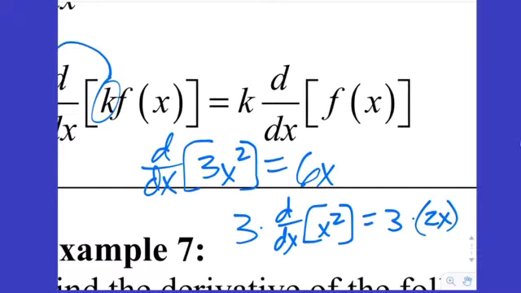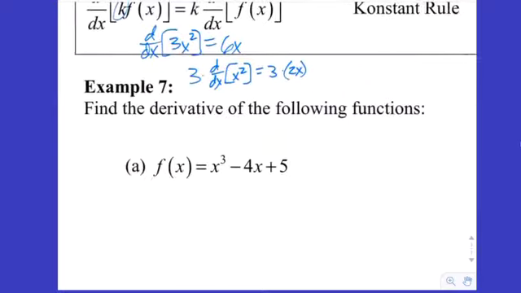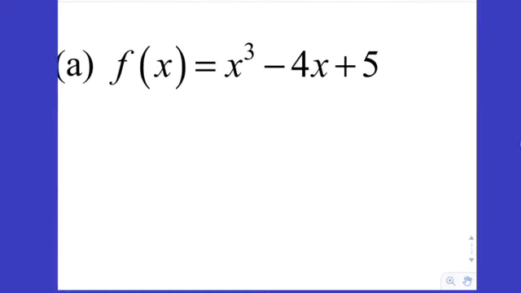Okay? So constant multiples, they go along for the ride. They're there in the beginning. They're going to be there in the end. You can treat them kind of like mathematical stowaways or passengers. All right? So here we go. Example 7. Find the derivative of the following functions. We got f of x is equal to x cubed minus 4x plus 5. A handsome little cubic trinomial there.